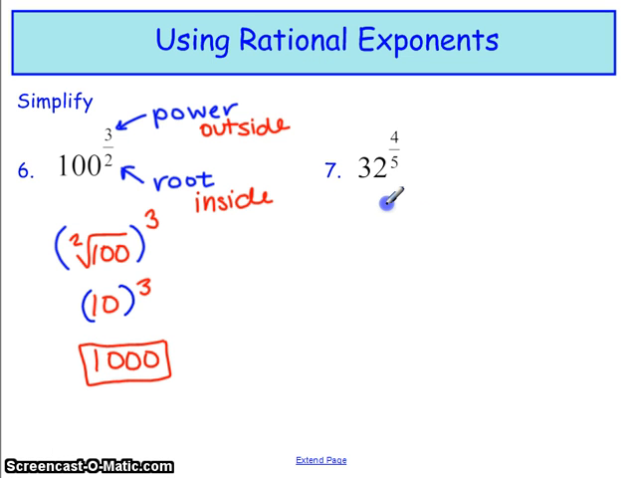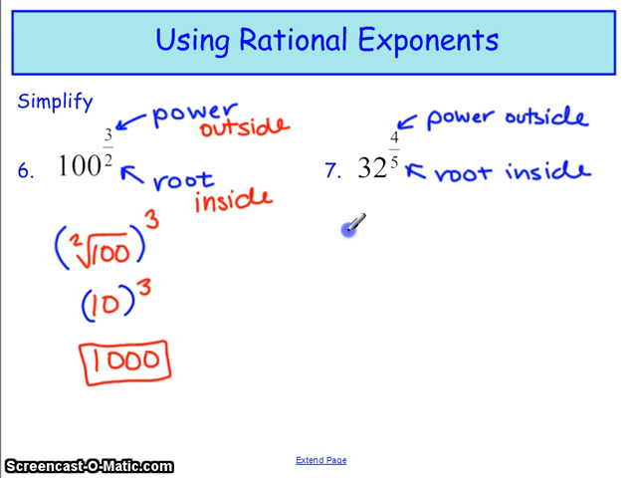When I do 32 to the 4/5 power, I'm going to put, again, my power outside and my root inside. And that's the way that you almost always want to do it. You pretty much can't go wrong if you do it this way. So I'm going to do the 5th root of 32 inside the parentheses, and then I'm going to raise that all to the 4th power.